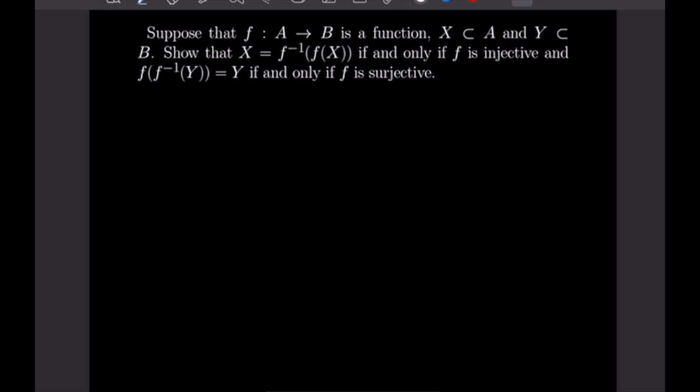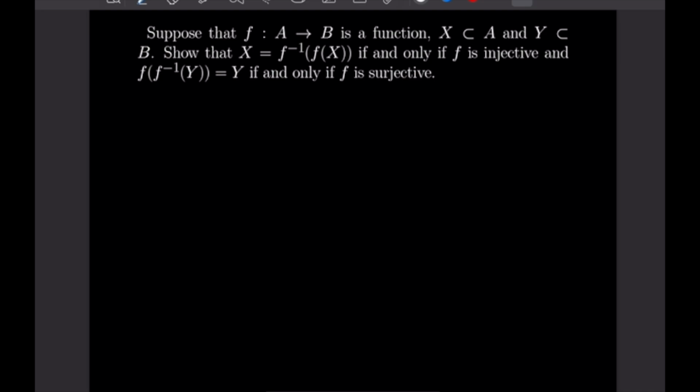So from here, I'm going to be using the terminology of image and preimage, as we have learned from lecture video 19 in this series. So we want to show that X is equal to the preimage of the image of X, if and only if f is injective, and that the image of the preimage of Y is equal to Y if and only if f is surjective. So let's start by proving our first statement first.